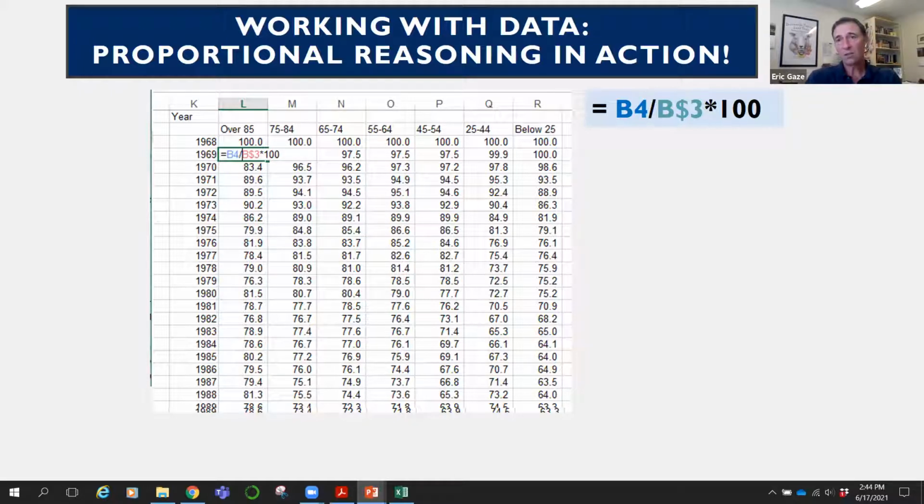What the dollar sign is doing is locking the value in the 1968 row, that first value, because we're always going to be comparing to that 100 in the first row when we're setting up our proportion. So the dollar sign locks us in row 3. That's why it's before the number 3 there.